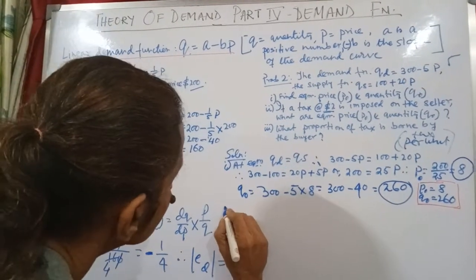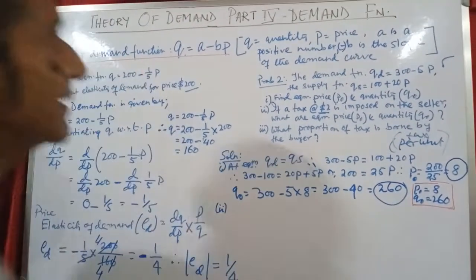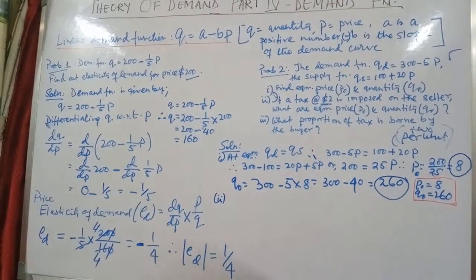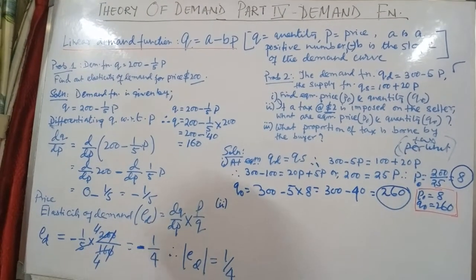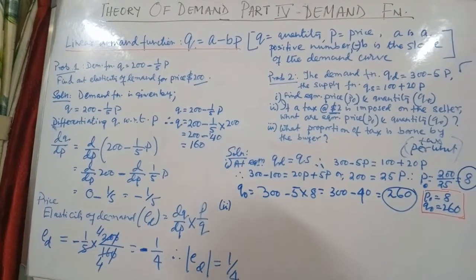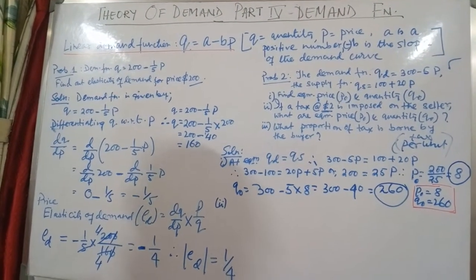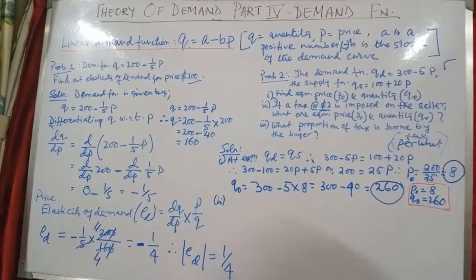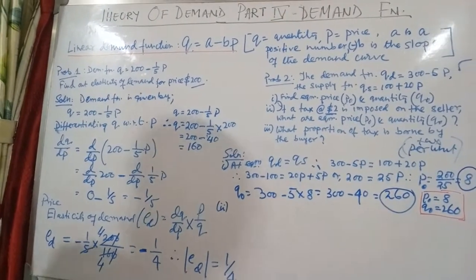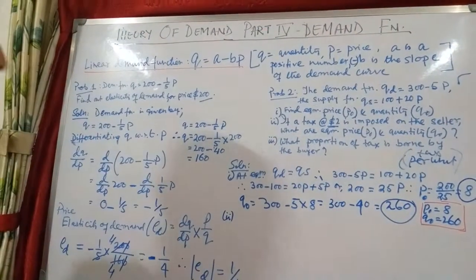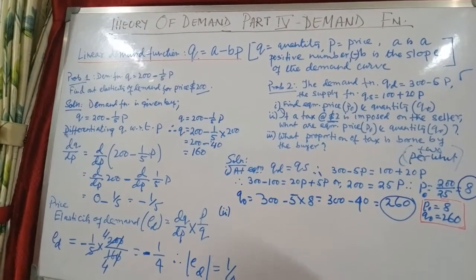Now part 2. If a tax of $2 per unit is imposed on the seller, what are the equilibrium price and equilibrium quantity? Now if a tax of $2 is imposed on the seller, then the supply function will change. What will be the new supply function?